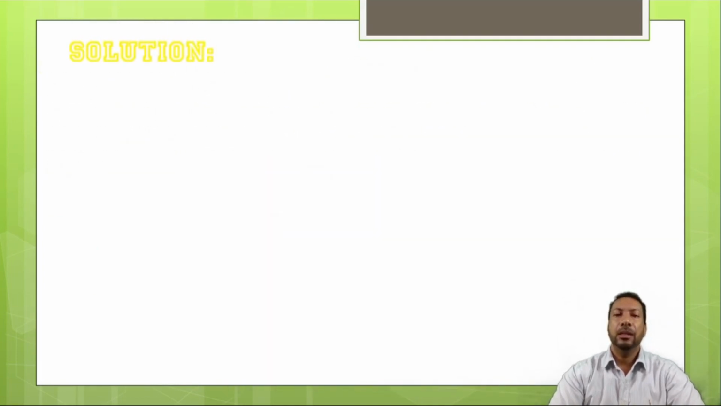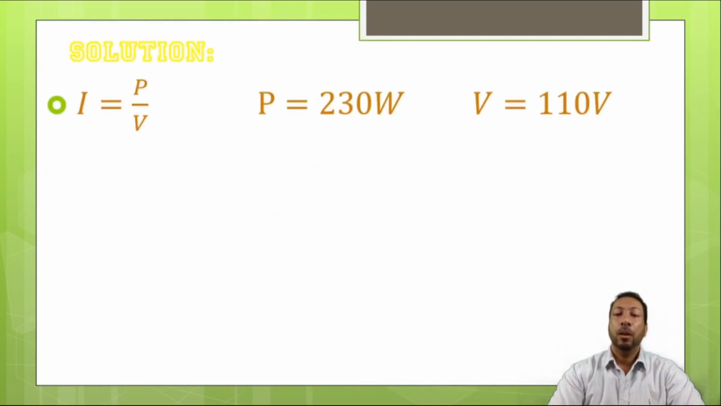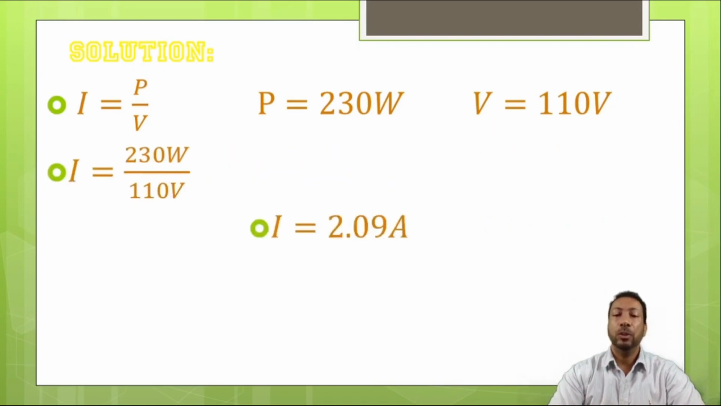So let's see, should not be too difficult. We identify our givens. P is 230 watts, V is 110 volts. Rearranging, we get I is equal to P over V. Substituting, we get 2.09 amperes.